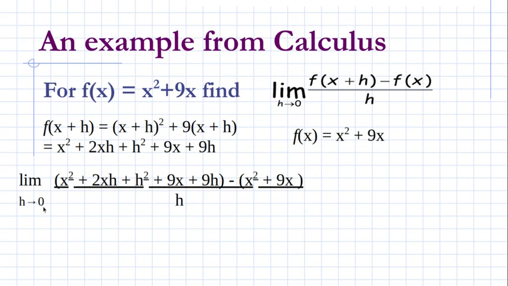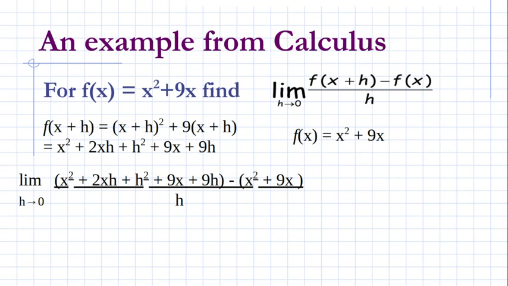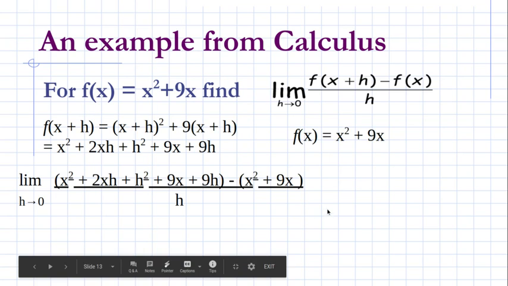So we have the limit as h goes to 0. This is the function that we found for f of x plus h minus, okay, so we have our minus here. And again, this is why the parentheses have to be here. x squared plus 9x, and then all over h. Again, in any of these steps, if you had replaced h with 0, you'd still be getting 0 over 0. So now we want to distribute, combine like terms, and hopefully be able to evaluate the limit.